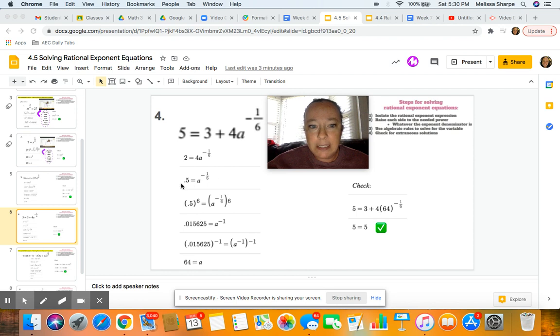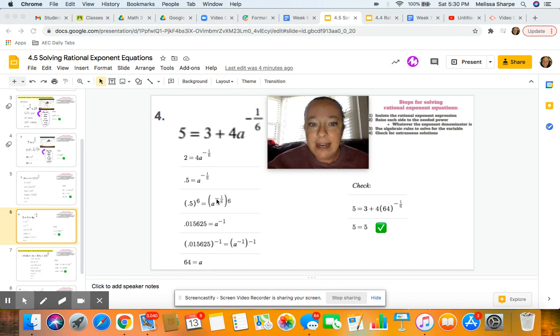Well, we still want to raise both sides to the 6. Remember, you're raising to the denominator. So we raise both sides to the 6, and I typed that in Desmos, and that's a nasty decimal. Do not be tempted to round that. You need the whole thing, okay? So that's what you get on the left side.